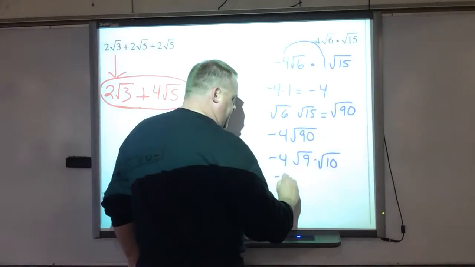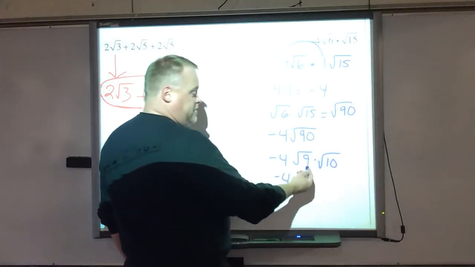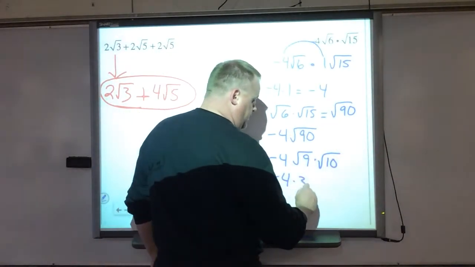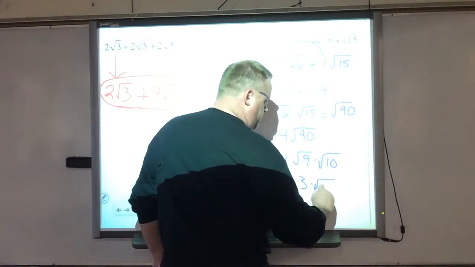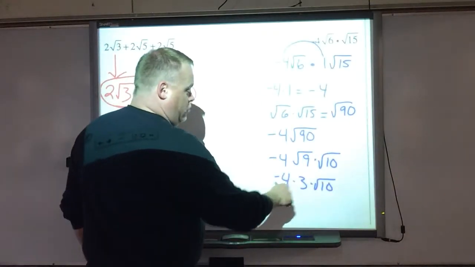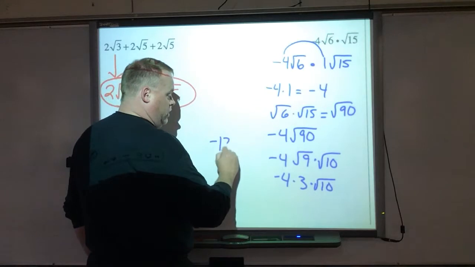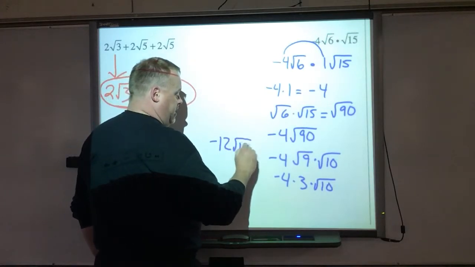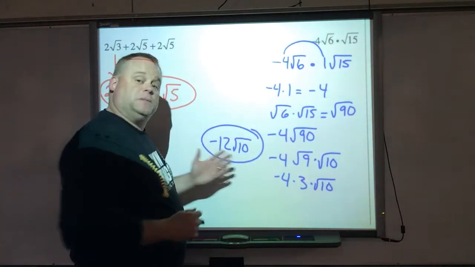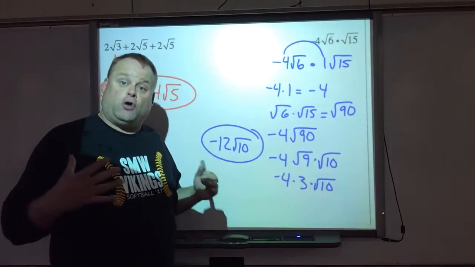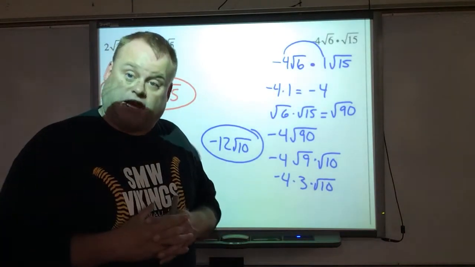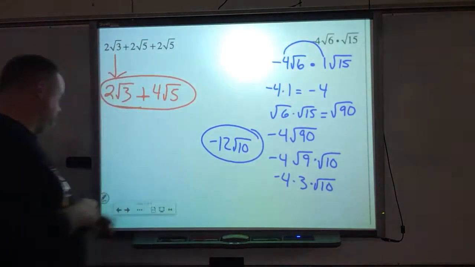So really this is saying negative 4 times the square root of 9 is 3 times the square root of 10. Negative 4 times 3 is negative 12, square root of 10. And that would be your simplified answer. That is as far down as we possibly can go. All right.